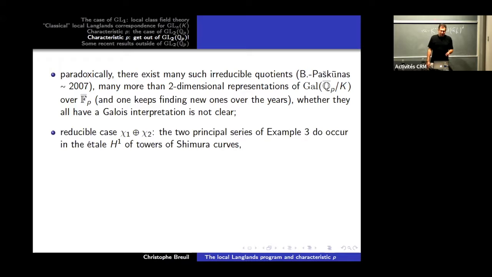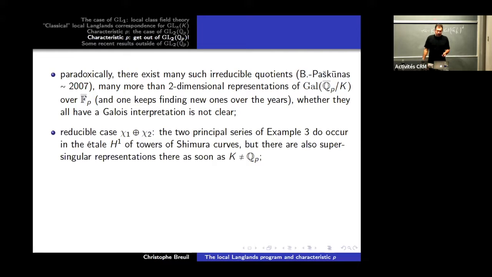Okay, it's still not over. You may object that, okay, but let's look at the reducible case. Because in the reducible case for GL2(Qp), we had two characters. We only had principal series, no supersingular representation. So maybe in this case, at least, we can deal with it. Well, no. In that case, you have the two principal series, as I will explain at the end of my talk. They are indeed still there, but they're not alone. There's a supersingular friend here also, and you don't understand it. So there's no way you can escape supersingular representations if you are looking at cohomology.